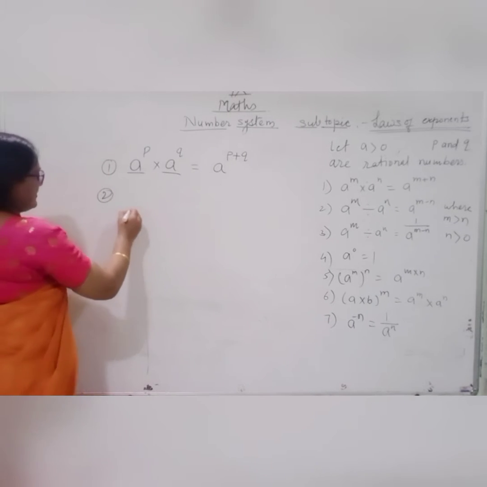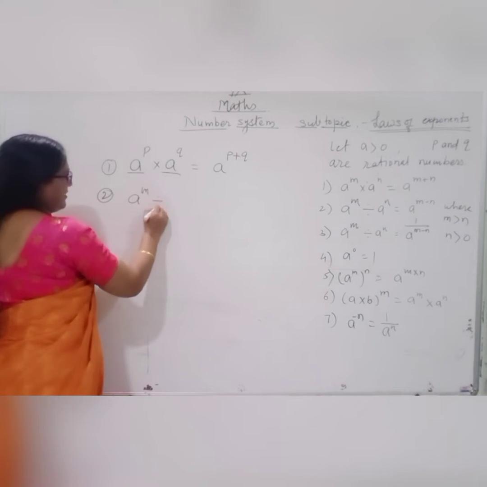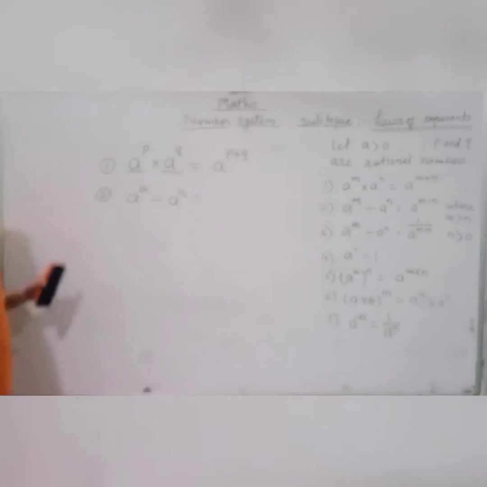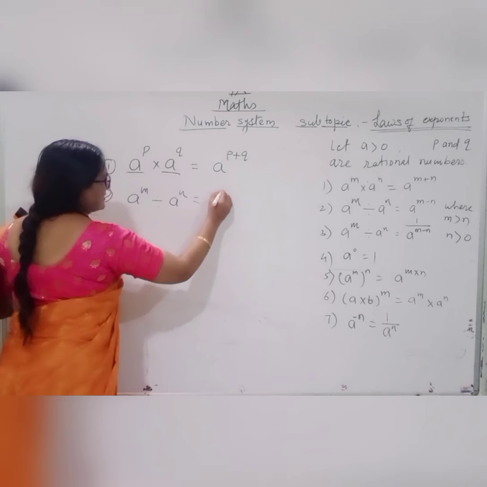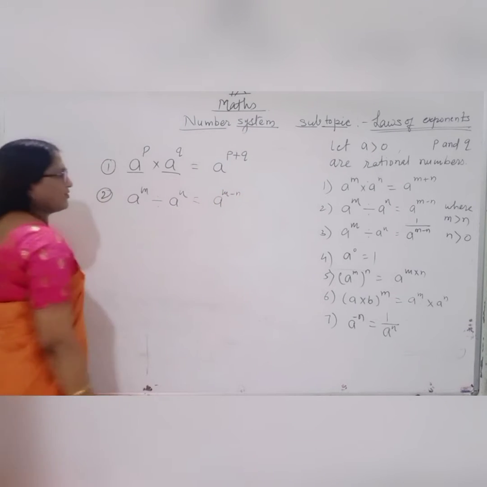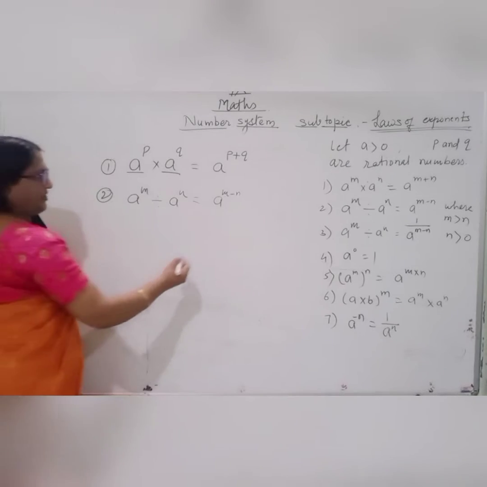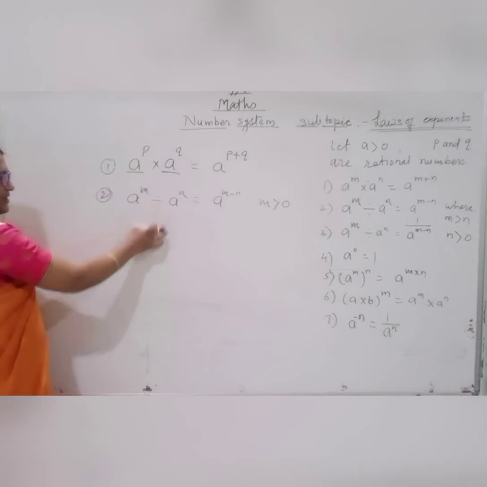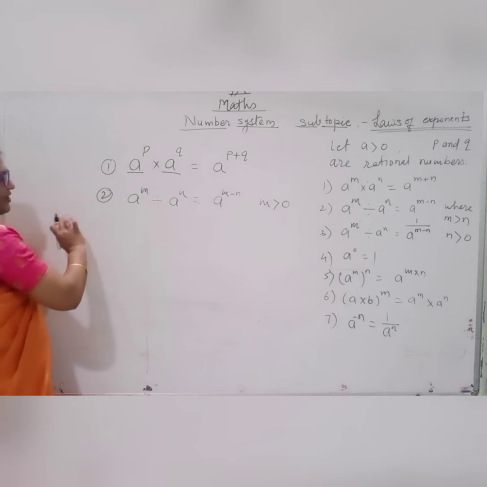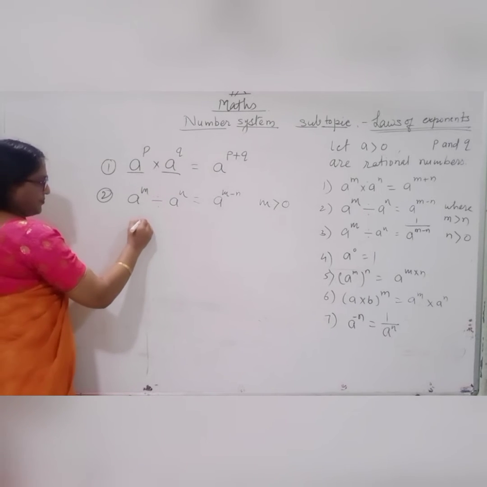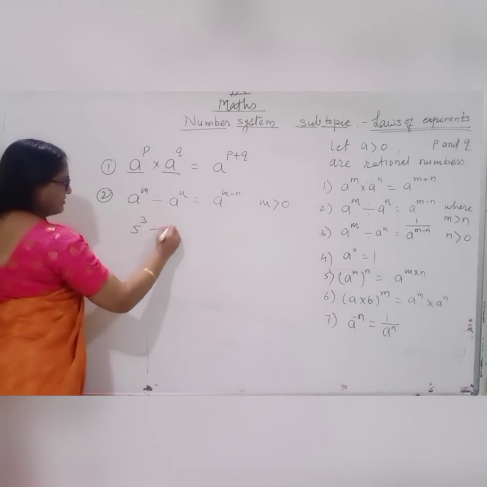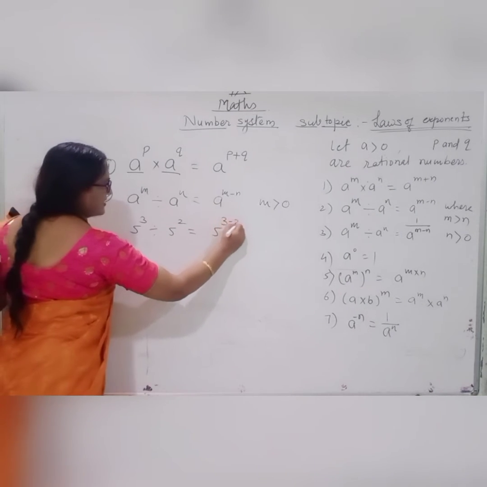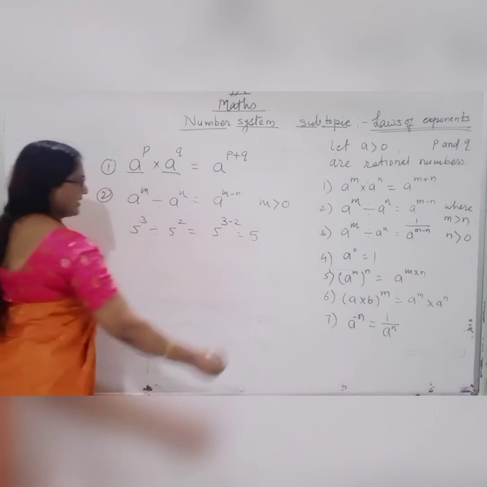Second, a raised to the power m divided by a raised to the power n. Here again base is same, so you can take the subtraction of indices or of the power. Okay, but when m is greater than n, in that condition you can take the subtraction. For example, 5 raised to the power 3 divided by 5 raised to the power 2 is equal to 5 raised to the power 3 minus 2, that is 5, isn't it?